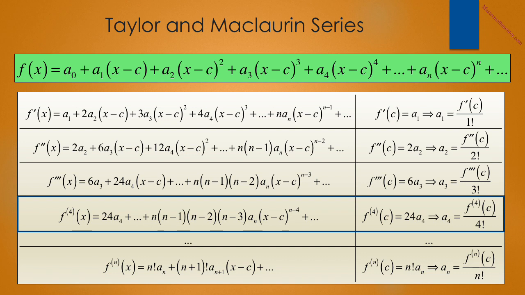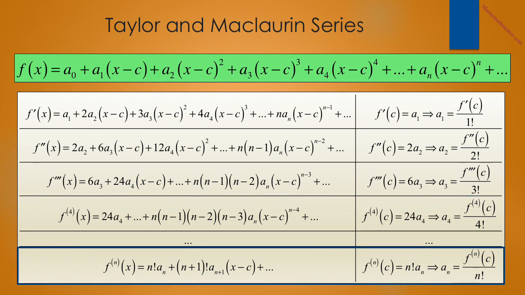Let's look at the fourth derivative of f. That will equal 24a sub 4 plus dot dot dot plus n times n minus 1 times n minus 2 times n minus 3 times a sub n times the quantity x minus c raised to the n minus 4 power plus dot dot dot. So the fourth derivative of f at c is simply 24a sub 4, and therefore a sub 4 is equal to the fourth derivative of f at c over 4 factorial.